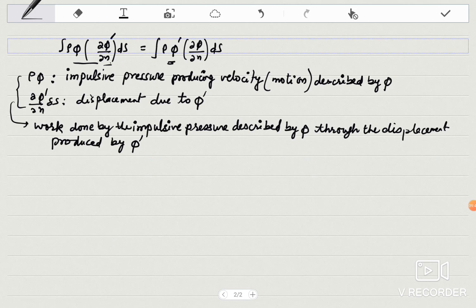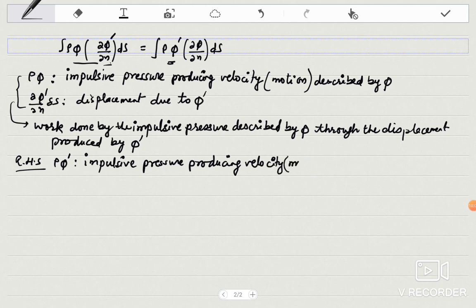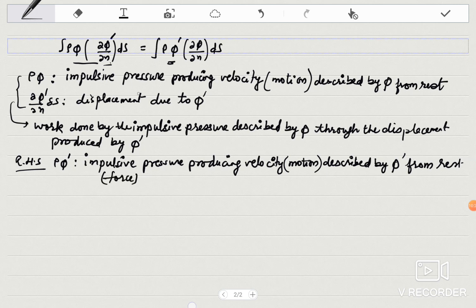Similarly, if I look at the right hand side, rho phi dash is impulsive pressure, that is a pressure producing the sudden action, impulsive pressure producing velocity or motion described by phi dash. Yes, this motion starts from rest, and that is why it is called impulsive. It starts a sudden motion. So from rest, it is impulsive pressure. So it means it is force.